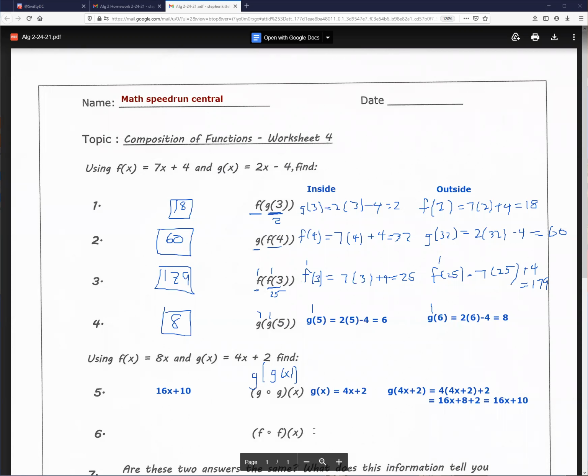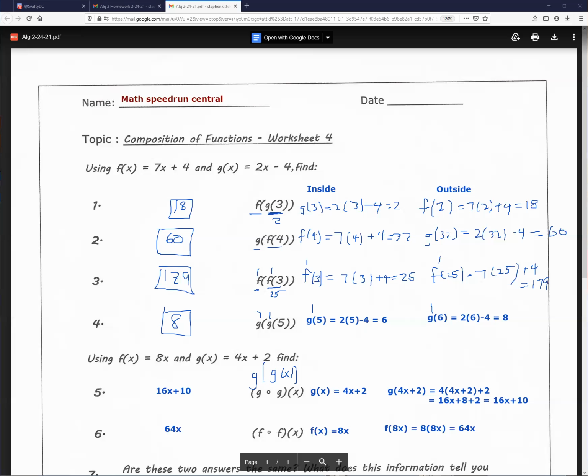F of x. Okay, f of x, we're going to say f of x is 8x. F of x, which is 8x, is going to be 8 stuff, and the stuff is 8x. 8 times 8x is just 64x. So not a big deal.